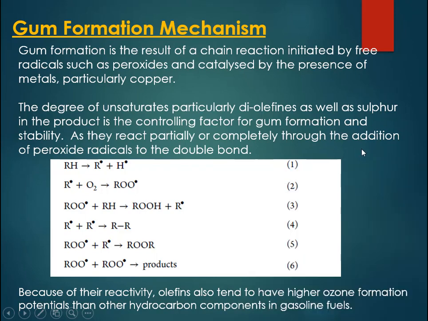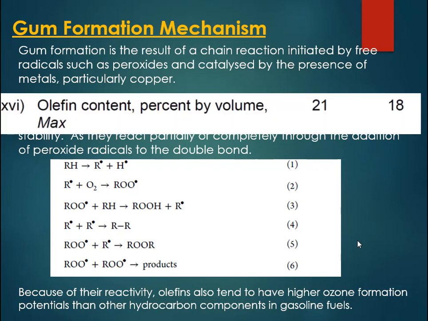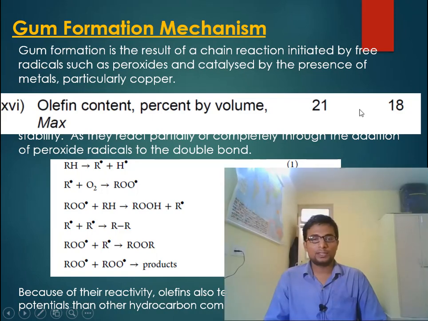Okay. Now as I discussed, olefins have very high reactivity because of this loosely held pi bond, and because of that reason olefins also have a tendency to form ozone if olefin goes into the atmosphere. So because of all these reasons there is a limitation on olefin content, and the maximum allowable limit is 21% in regular grade petrol and 18% in premium grade petrol. In BS6 the quantity will remain more or less the same.